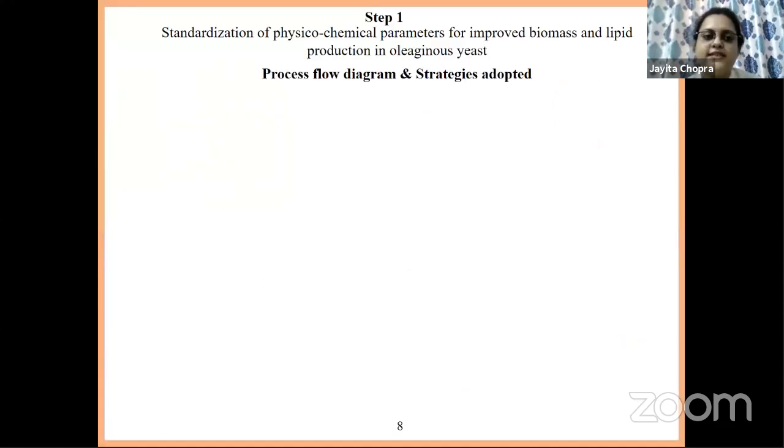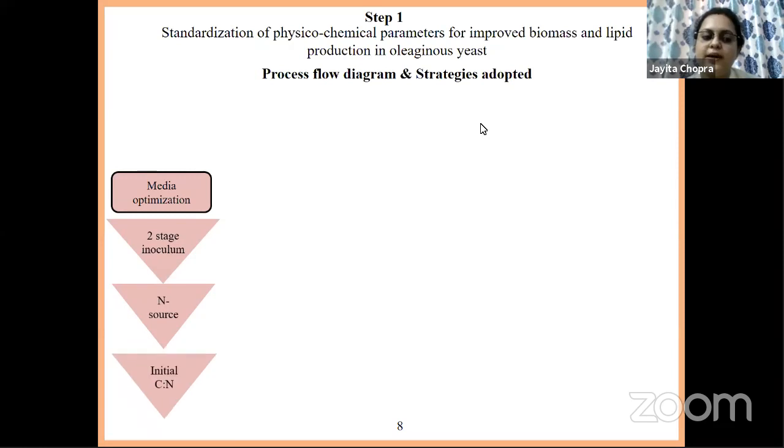Coming to the first step, this is the standardization of the physicochemical parameters for improved biomass production and lipid yield in the oleaginous yeast. The most critical and first step is the process media optimization, which includes the development of a two-stage inoculum and selection of the right nitrogen source, one which can be easily utilized by the yeast, and the initial carbon to nitrogen ratio of the media.